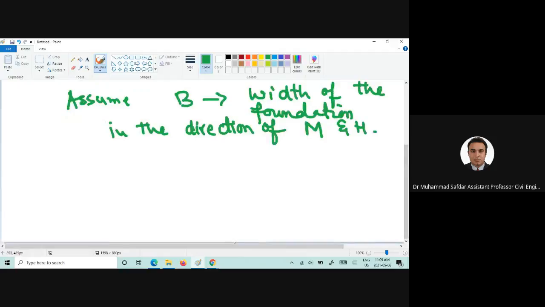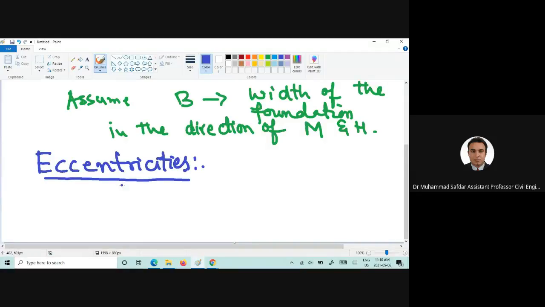Now then we will find out the eccentricities. How are we going to find out the eccentricities? Please kindly give me the value of EB and EL, which means the eccentricity in the direction of the width of the footing and the eccentricity in the direction of the length of the footing.